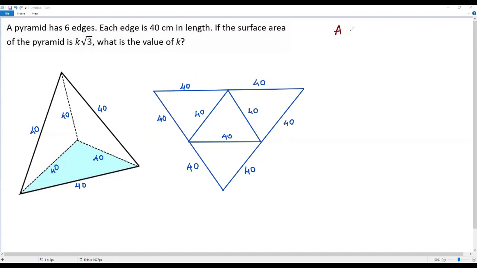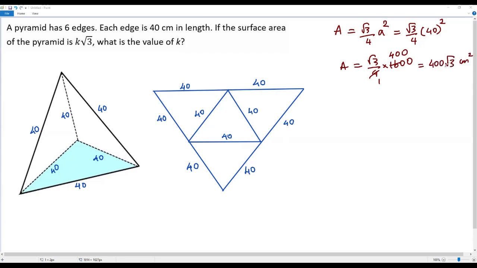We already know the formula to find the area of an equilateral triangle. That is square root of 3 over 4 times a squared. Here a refers to the length of each side of the equilateral triangle. In our case, the length of each side is 40 centimeters. We plug in 40 for a, so it becomes 40 squared. Let's evaluate this. Square root of 3 over 4 times 40 squared, which is 1600. 4 goes into 4 one time and 4 goes into 16 four times, and we have 2 zeros. Then I'm getting 400 times square root of 3 square centimeters. This is the area of just one equilateral triangle.